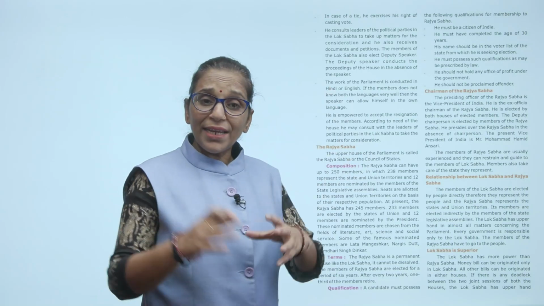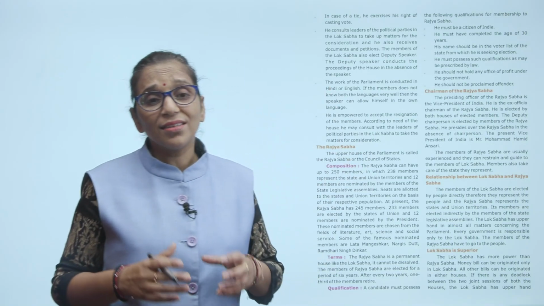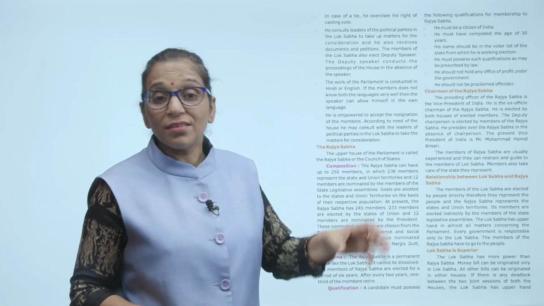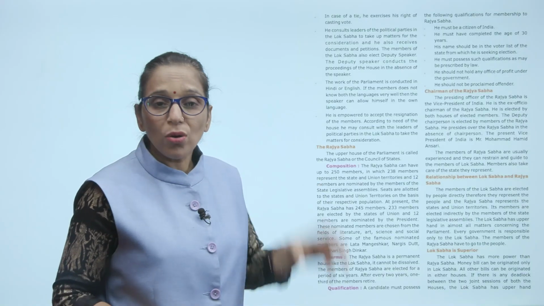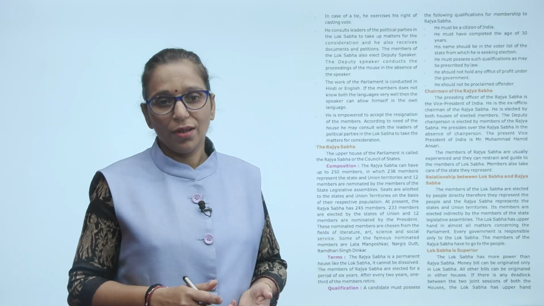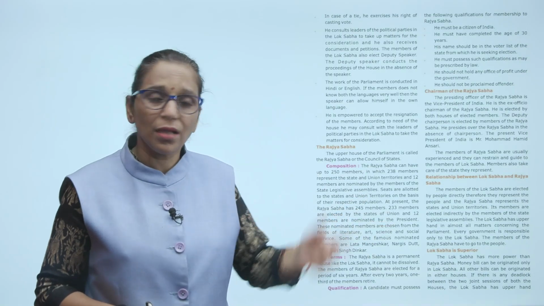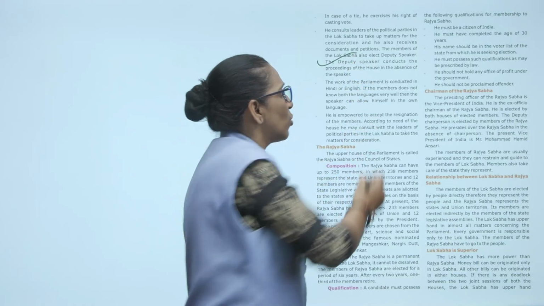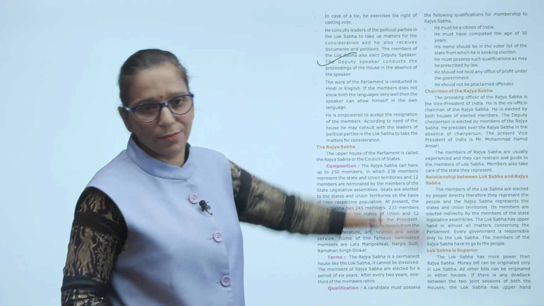Now, in case of any tie, he exercises his right of casting vote. If there is a tie, then his or her vote is valuable. Then the Speaker consults the leaders of the political parties in the Lok Sabha to take up matters for consideration and also receives documents and petitions. The members of the Lok Sabha also elect the Deputy Speaker, and the Deputy Speaker conducts the proceedings of the House in the absence of the Speaker.